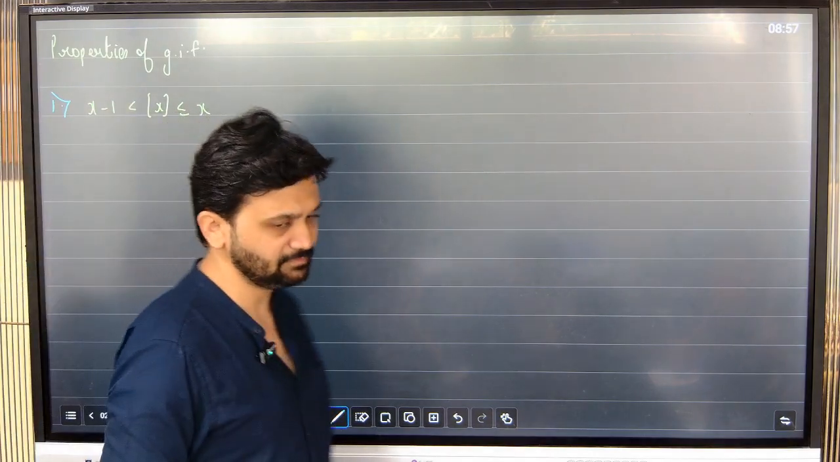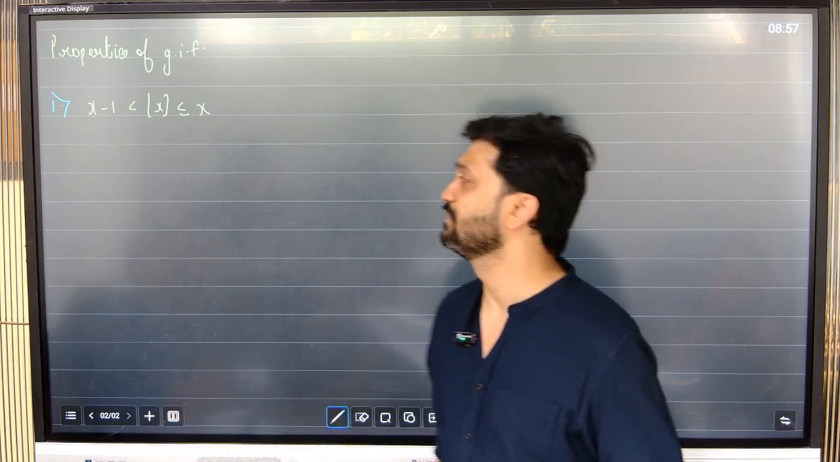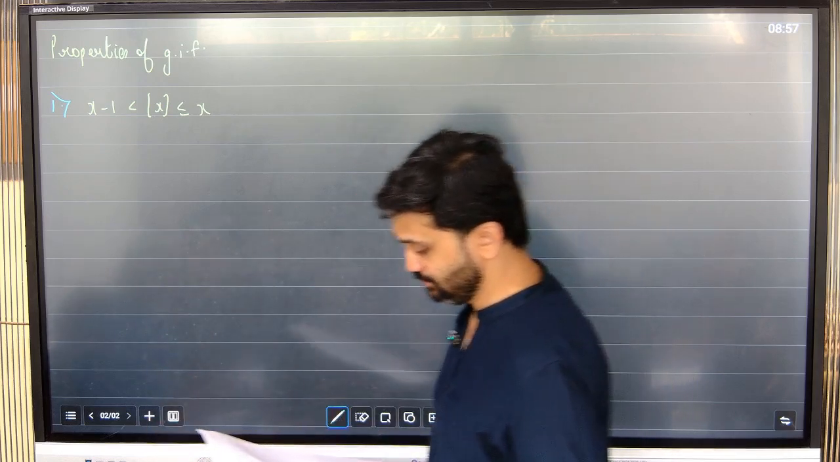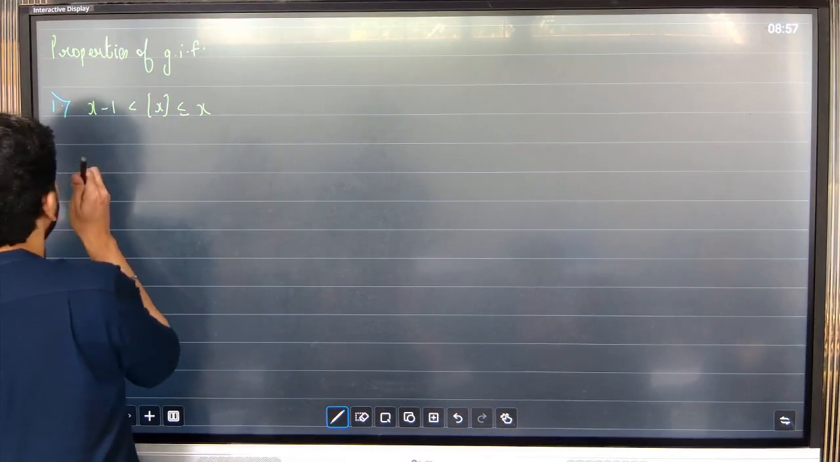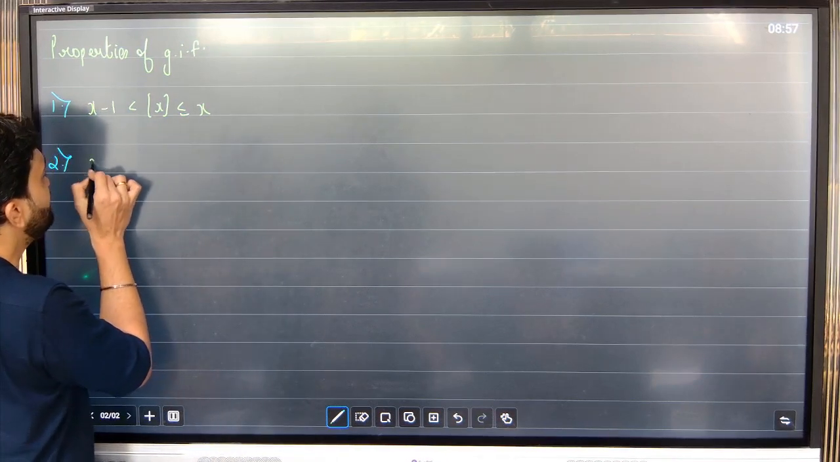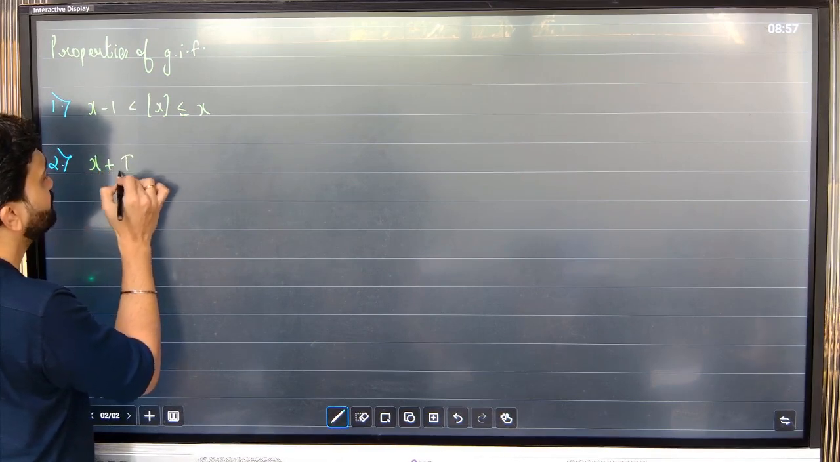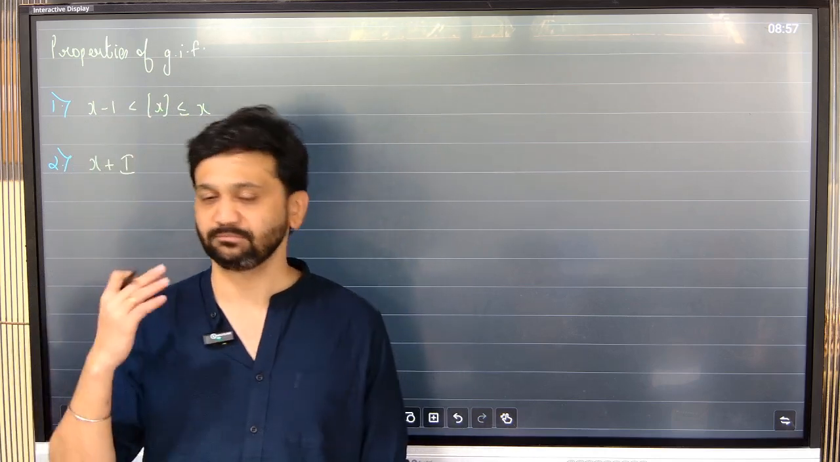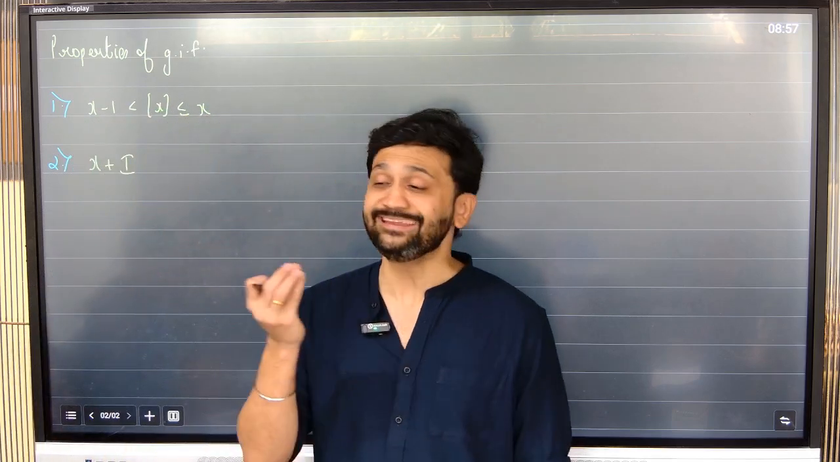We had written, again we are writing, since they are properties, x minus 1 less than greatest integer function of x less than equal to x. Now imagine, along with x I have taken any integer: x plus 1, x plus 3, x plus 4, x plus 5, x minus 3, x minus 4, x minus 5, any integer value along with x.